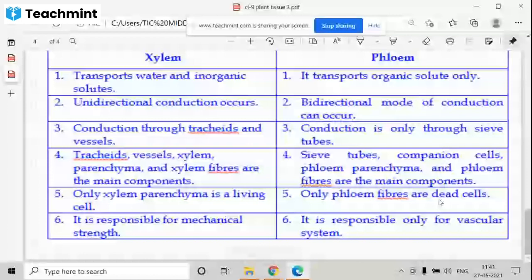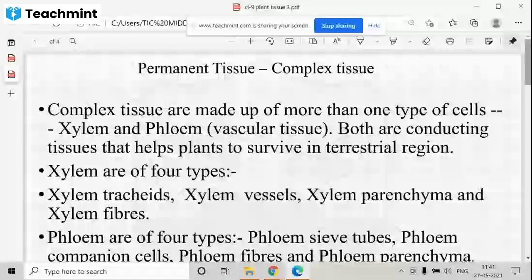Xylem fibers are responsible for mechanical strength and conduction, and phloem is responsible for the vascular system. Okay, so you write only four differences in your textbook. Clear? First four differences: one, two, three, four. Did you get it? Only four differences. Write only four differences from this answer. Okay, first four. Clear?